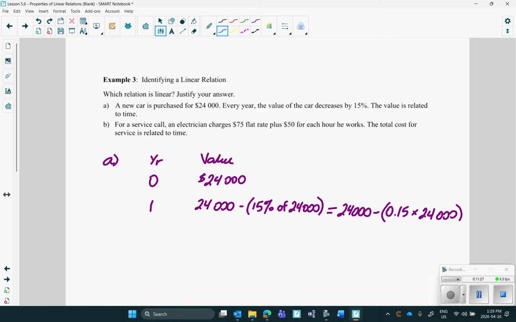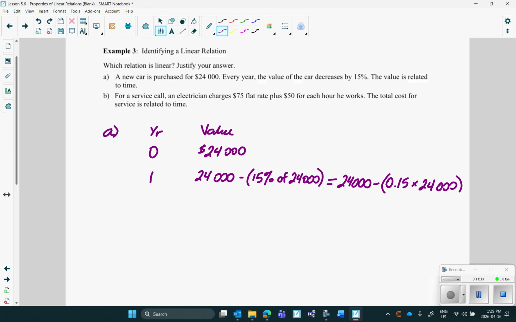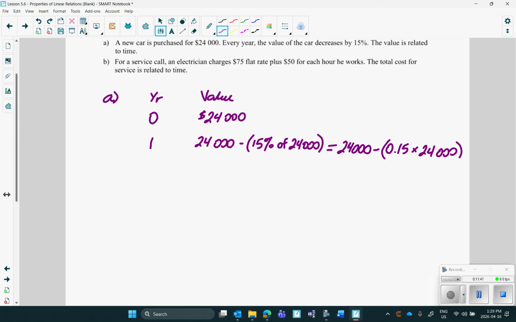This is definitely a calculator question. So we're going to find 15% of 24,000. We're going to take it away from 24,000. And when we do, we should get $20,400. That's how much it's worth after year one.